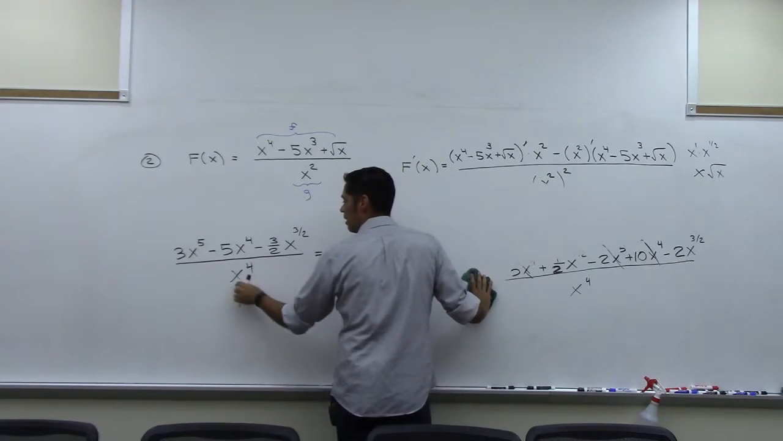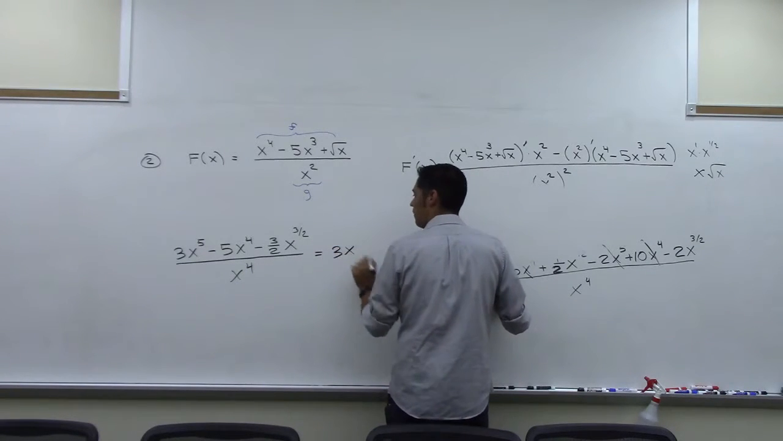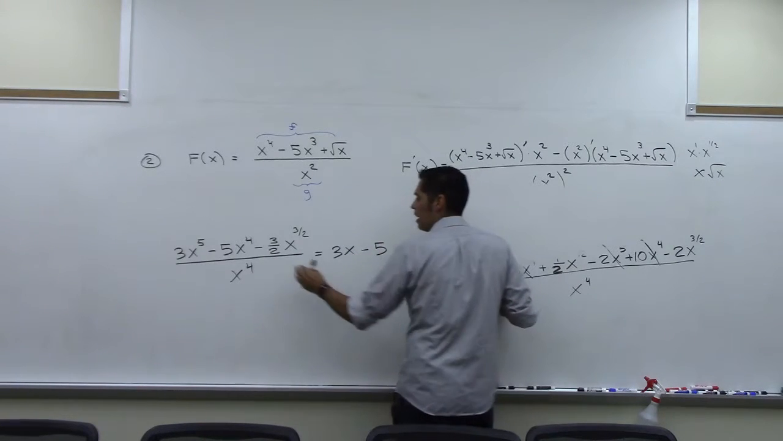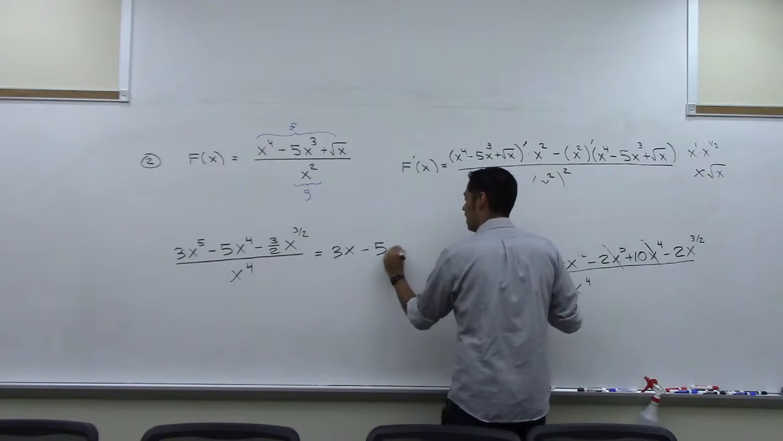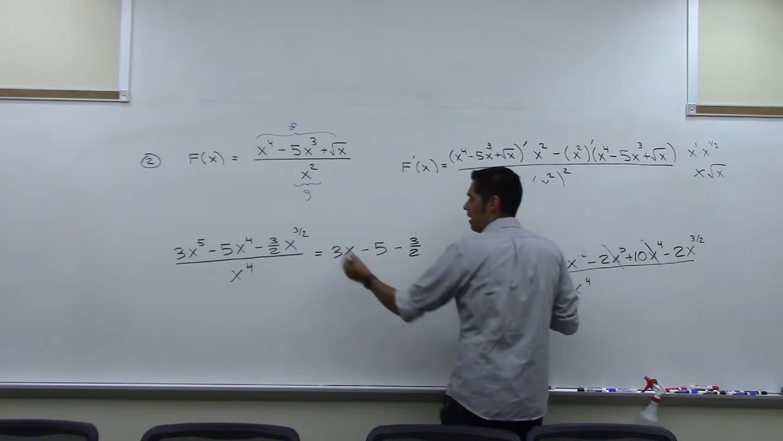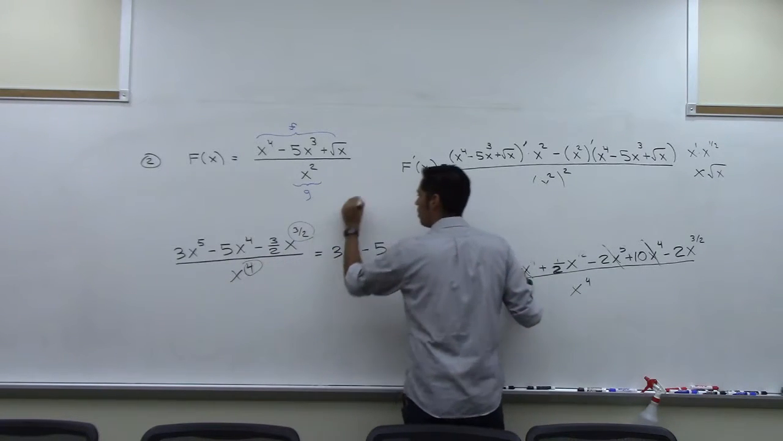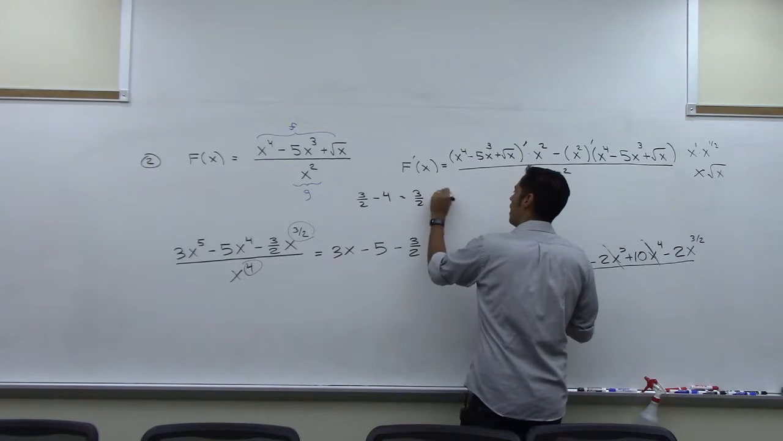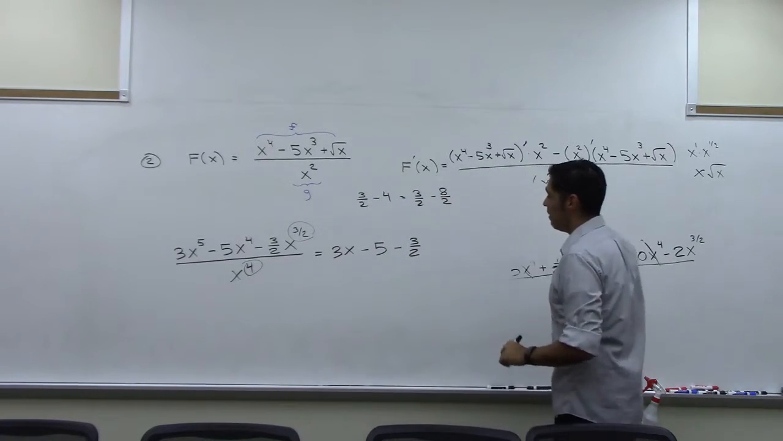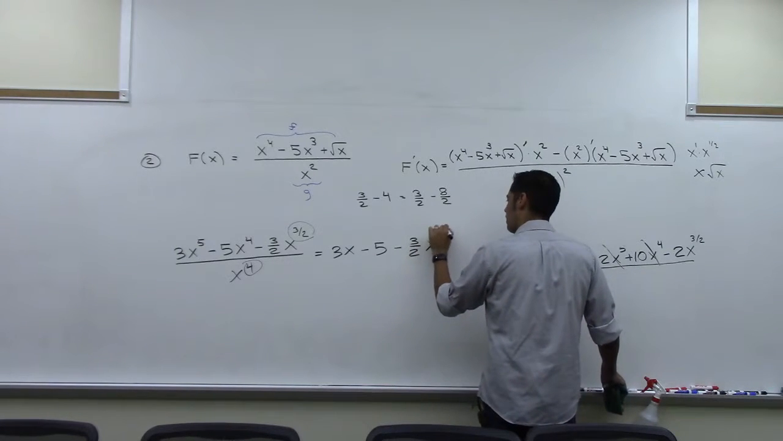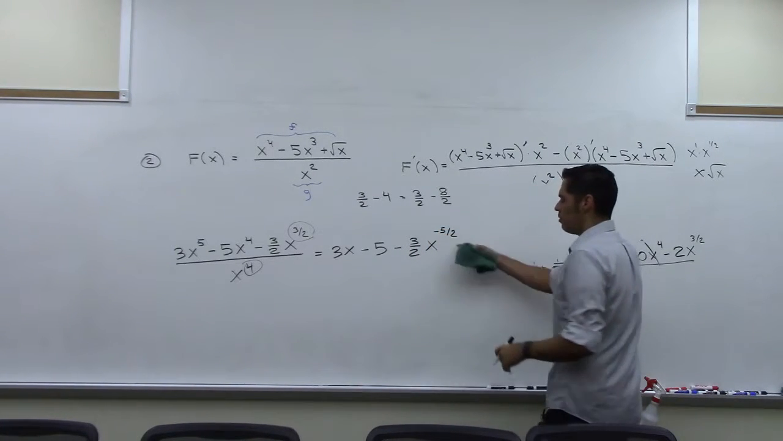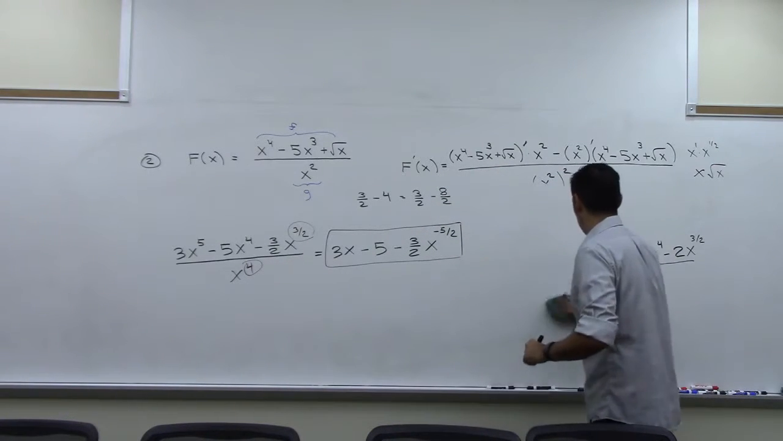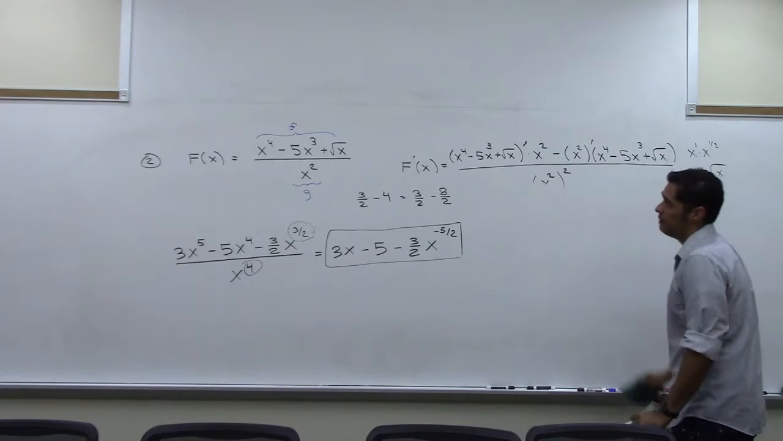All right, so it's going to be this over this, this over this, this over this. So this over this, I just get 3x. This over this, the x to the 4th cancel, minus 5. And then this over this, I'm going to have negative 3 halves out front. Then I have to take 3 halves and subtract 4. So 3 halves subtract 4 is the same as 3 halves subtract 8 over 2. That's going to give me negative 5 halves. So x to the negative 5 halves. And you could, of course, drop that down, but I'm just going to leave that like this right now. Okay, now that's our answer.